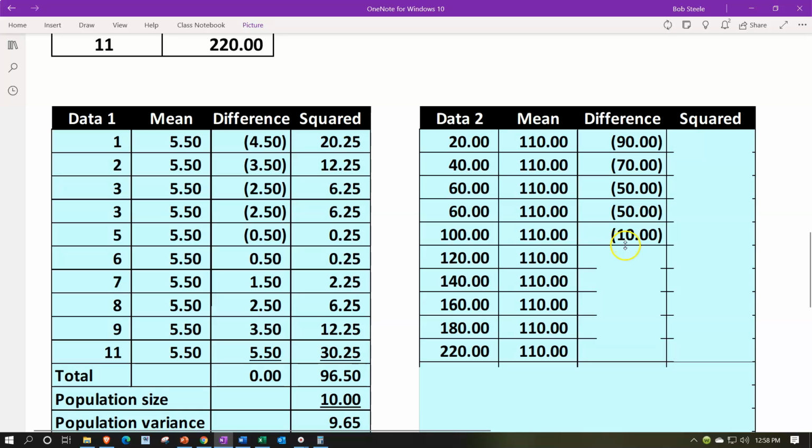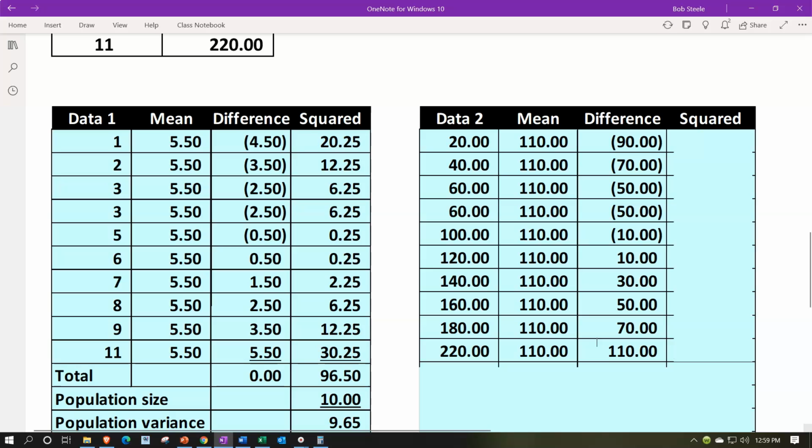And then 100 minus 110 is negative 10, the 120 minus 110 is 10. So you can see a similar trend happening as we go through these differences. The 140 minus the 110 is 30, the 160 minus 110 is 50, the 180 minus 110 is 70. And then the 220 minus 110 is 110.